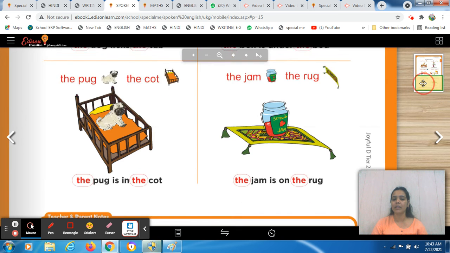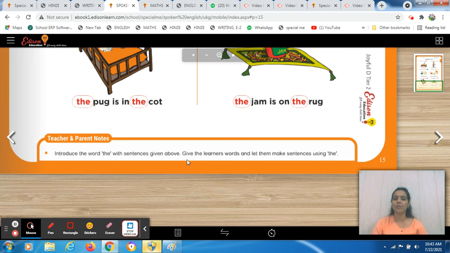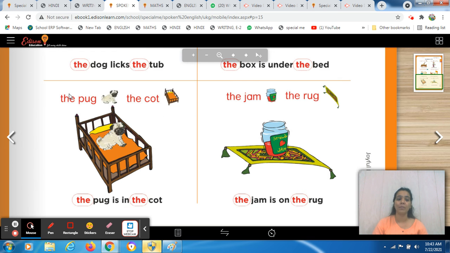So before starting this, let's read how we have to cover it. Introduce the word the with sentences given above. So you will read these sentences with the help of the. Give the learner words. Parents, it's a request that you give students different different words. Just let me give you an instance. See, this is a word pug, cot. So you will give these two words to kids, and with the help of the, they will create a sentence like the pug is in the cot.